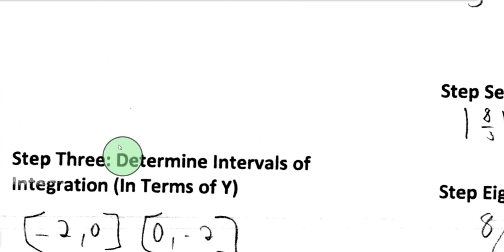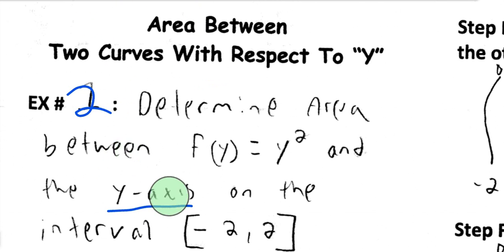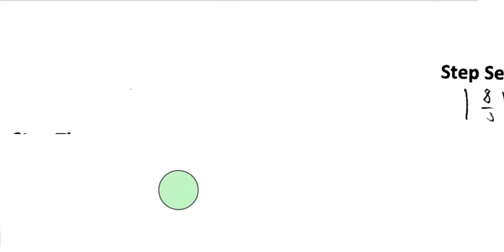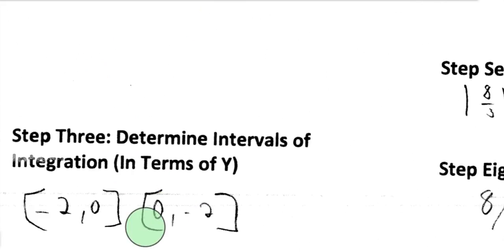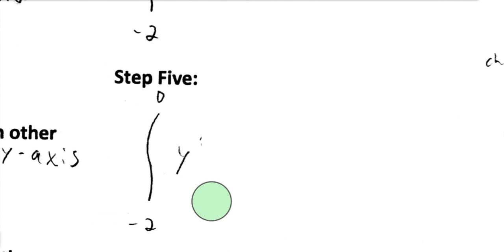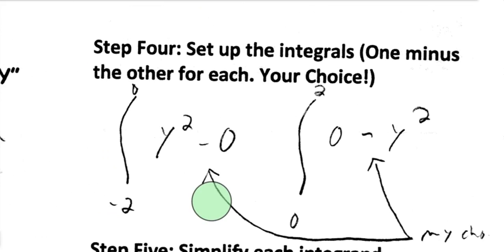If you read the original question, it says that we're going from -2 to 2. So that means that we need to stop in the middle. It's going to be broken up by 0, so we'll have two integrals this time. It's going to go from -2 to 0 and from 0 to 2. All right, that leads us to our next step, which is to set up the integrals, one minus the other for each. It won't really matter as long as you take the absolute value of both.